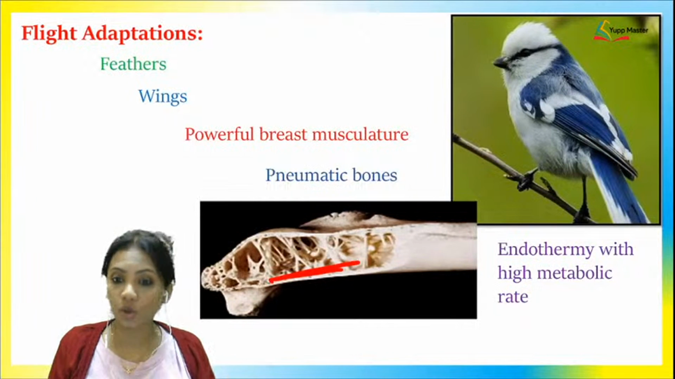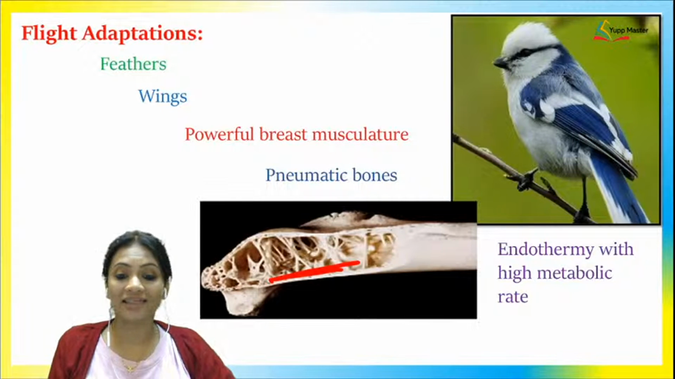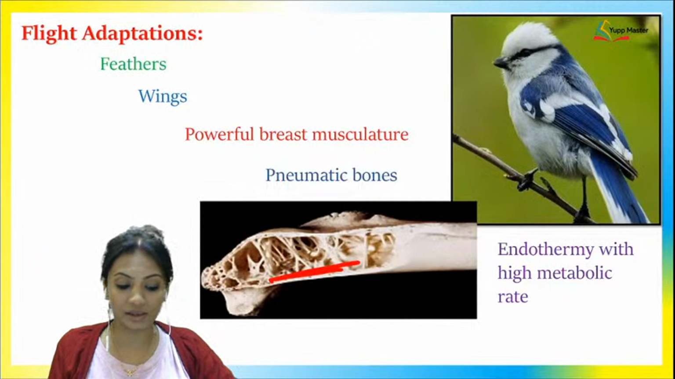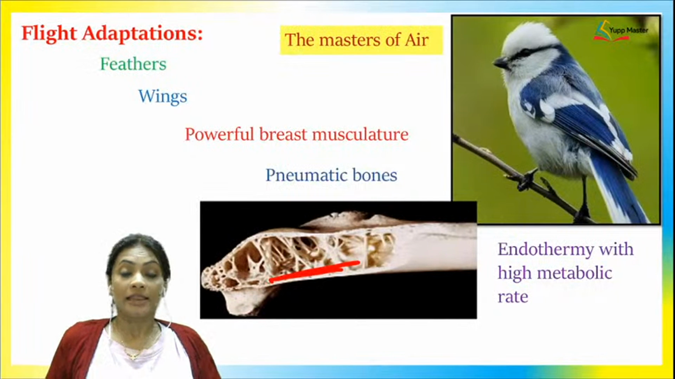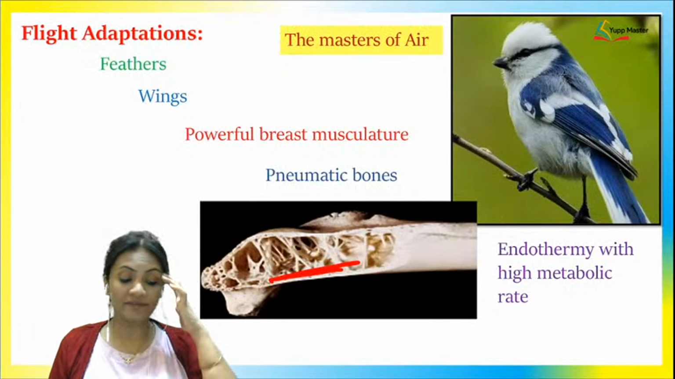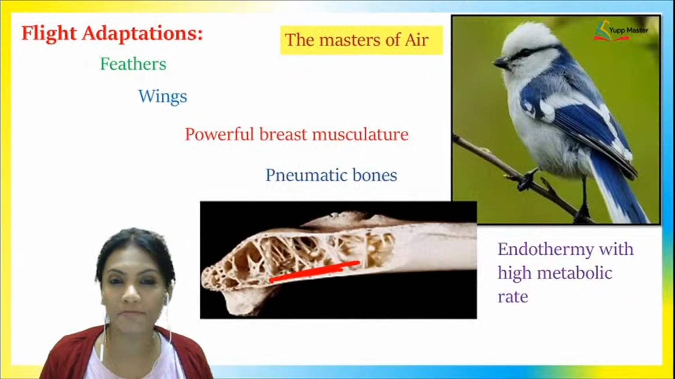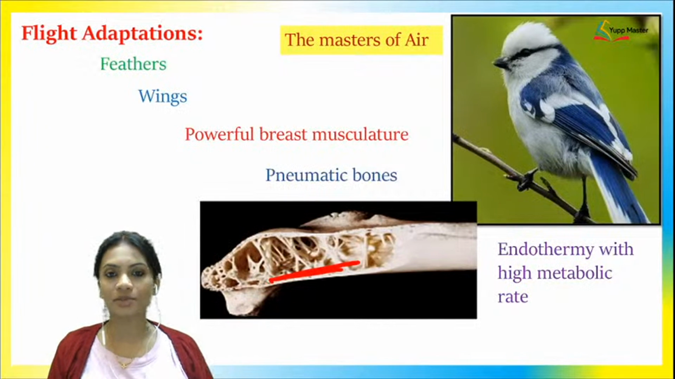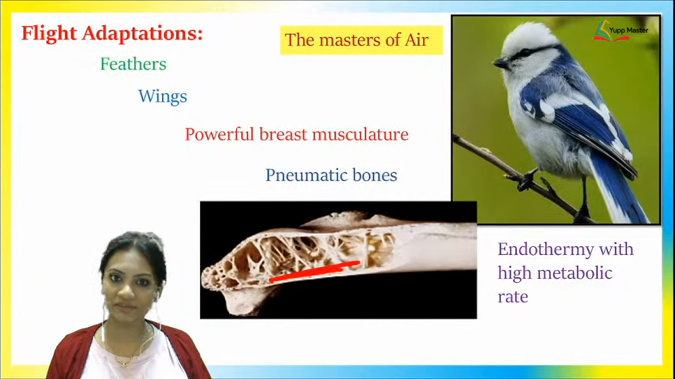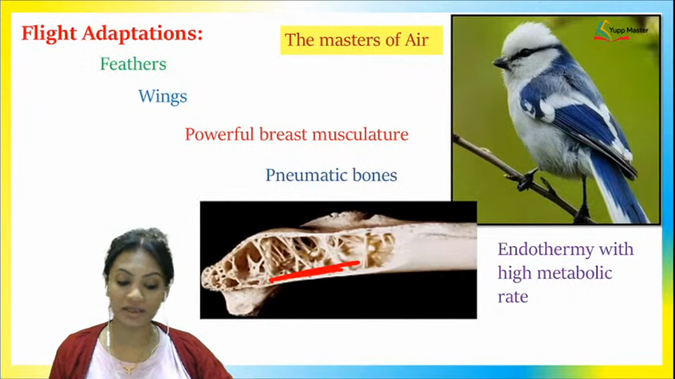Then there is endothermy. As we saw here, they are warm-blooded animals, and that too with a high metabolic rate: endothermy with high metabolic rate. These birds have such well-developed flight adaptations that they are called the masters of the air. Keeping apart anything else in the air, you know that even insects are flying animals, right? But birds are called the masters of the air.